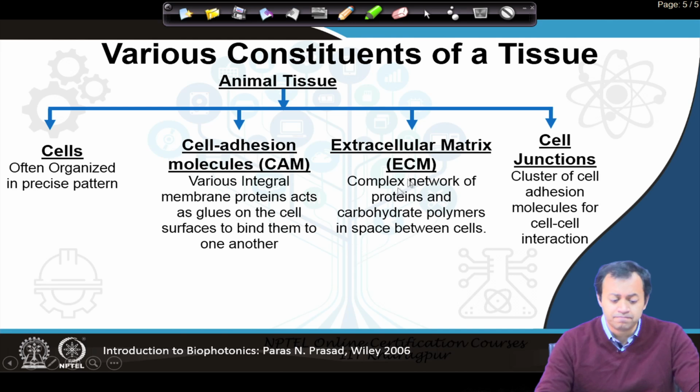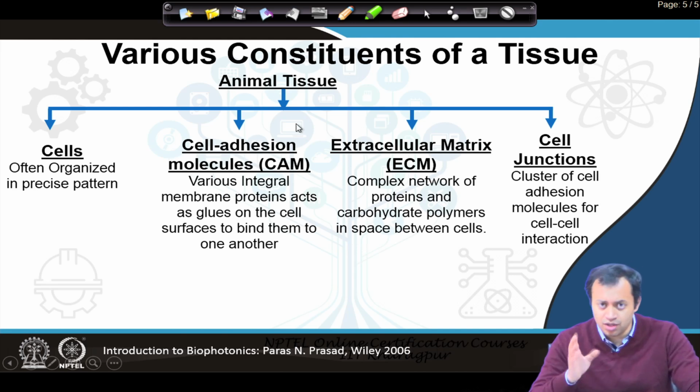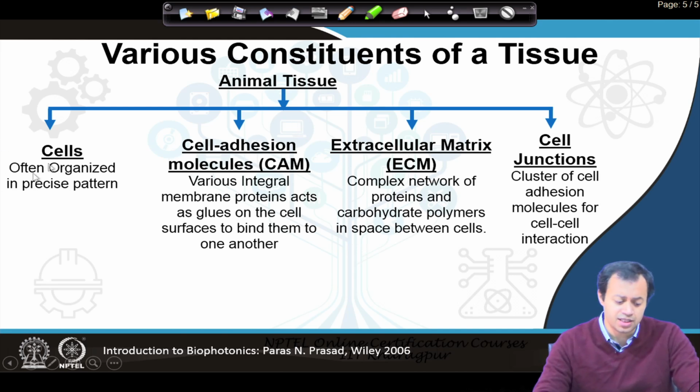How are they formed? Well, if you break them down into cells, they are in a precise pattern, but in between the cells you have cell adhesion molecules. These are again proteins, as if there could be anything else.